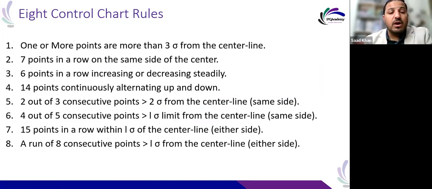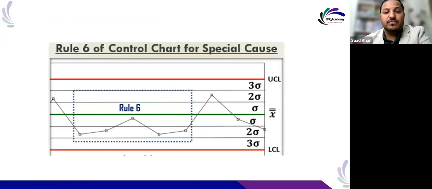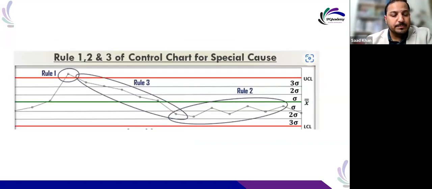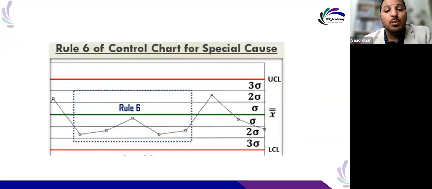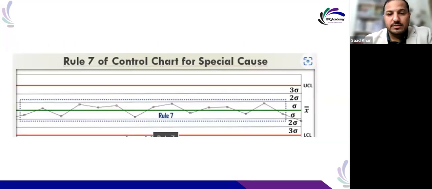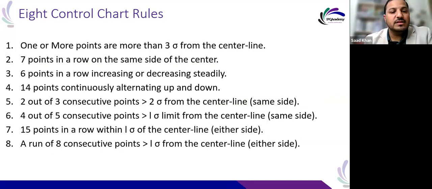Rule 6, 4 out of 5 consecutive points more than 1 sigma limit from the central line on the same side. Rule 6 is because of a special cause and you need to do something about it. Rule 7, 15 points in a row within 1 sigma from the central line on either side. Rule 7. Is it clear? And this is because of a special cause.